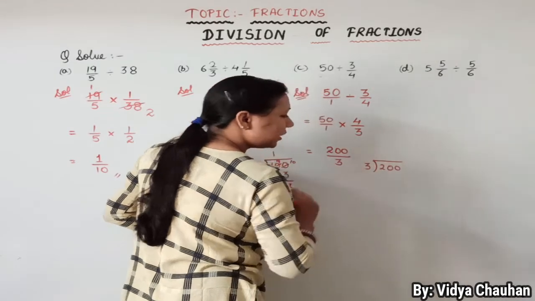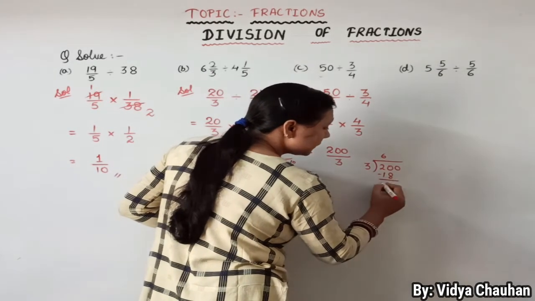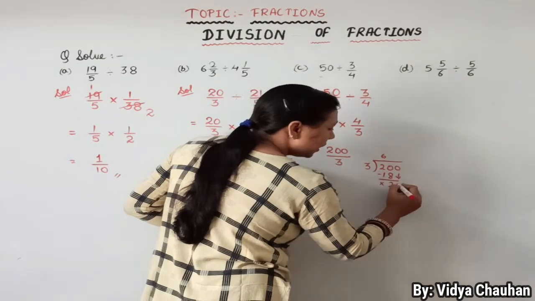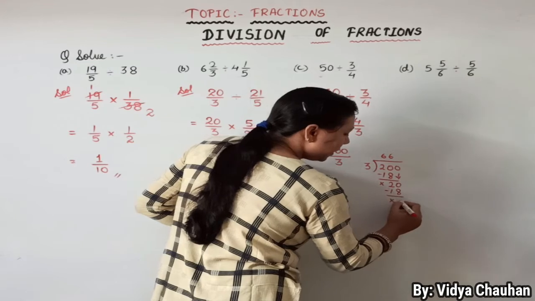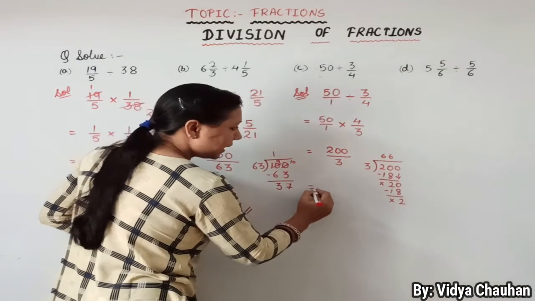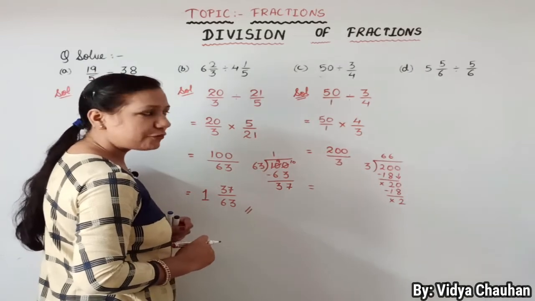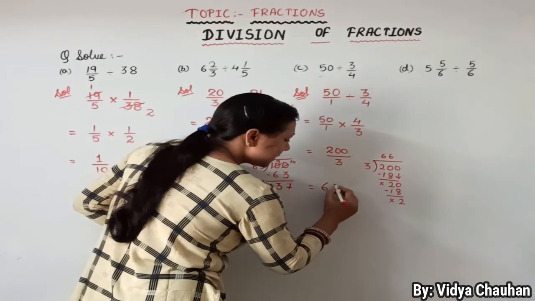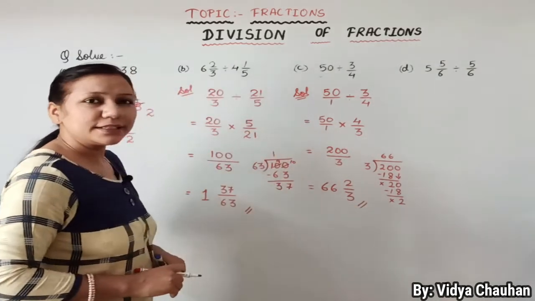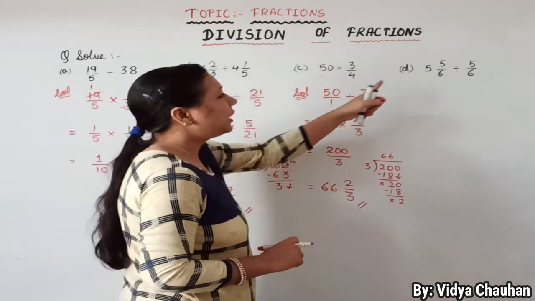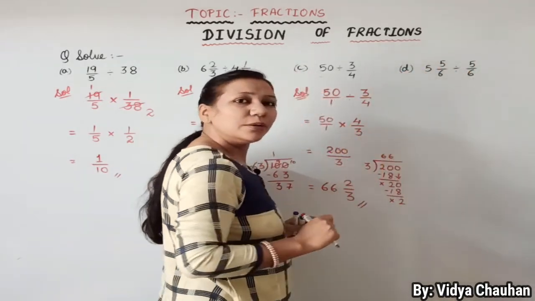So 200 divided by 3. 3 6s are 18. Subtracting here, 2. Again 0 comes up. 3 6s are 18 and the remainder is 2. So let's write 200 upon 3 as a mixed fraction. So that is 66 2 upon 3. That is your final answer. Clear, students?